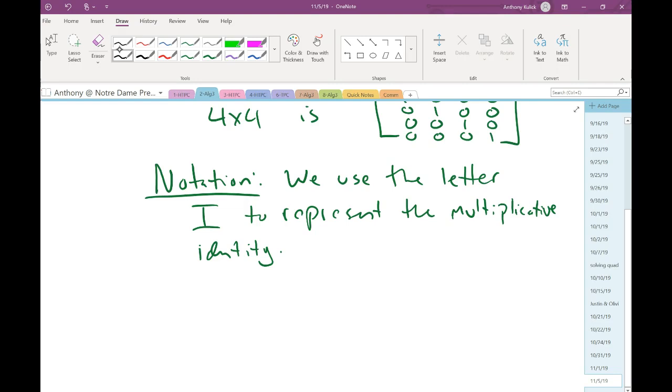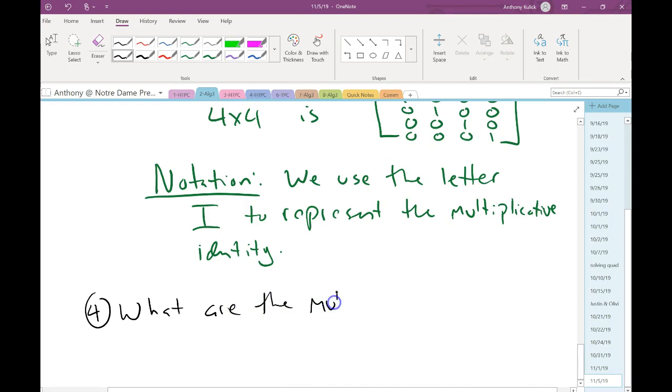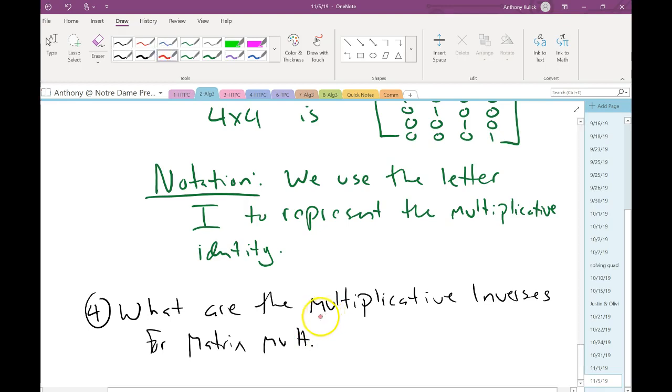Good update. All right. My next question is, what do the multiplicative inverses look like for matrix multiplication? When we say multiplicative inverses, I'm looking for a matrix that I can multiply to A that gives me the identity. And really that multiplication needs to work in both directions.